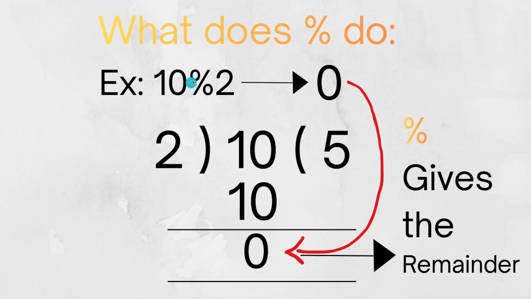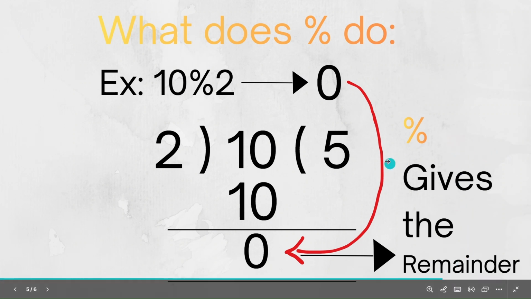So suppose we take an example. What does 10 mod 2 do? It gives the remainder when 10 is divided by 2. When 10 is divided by 2, you can see the remainder is 0. So as you can see, the percent sign, the mod operator, gives the remainder.